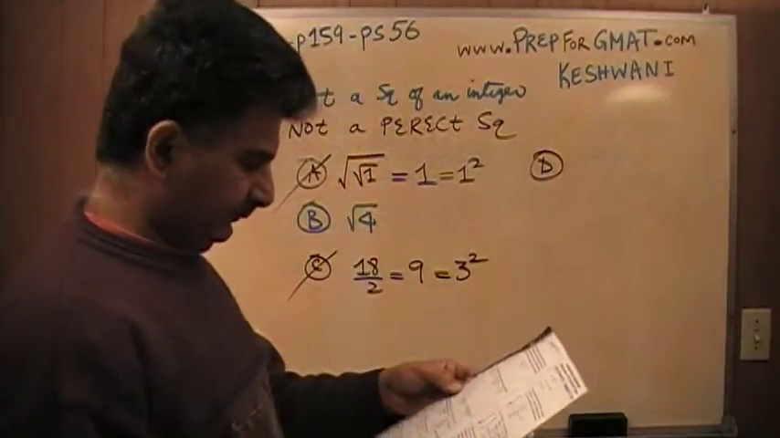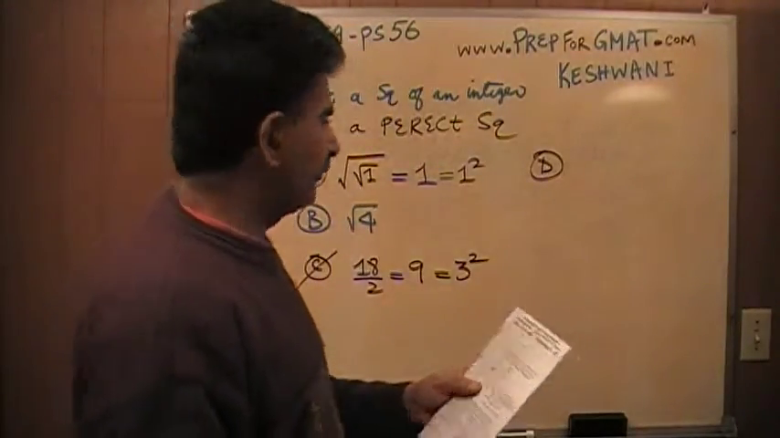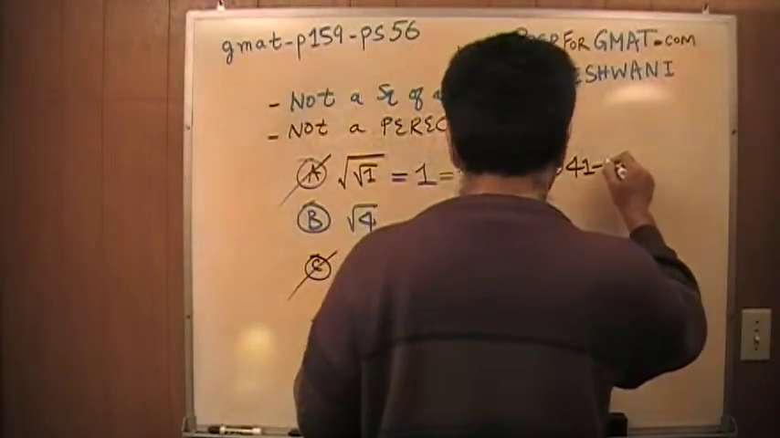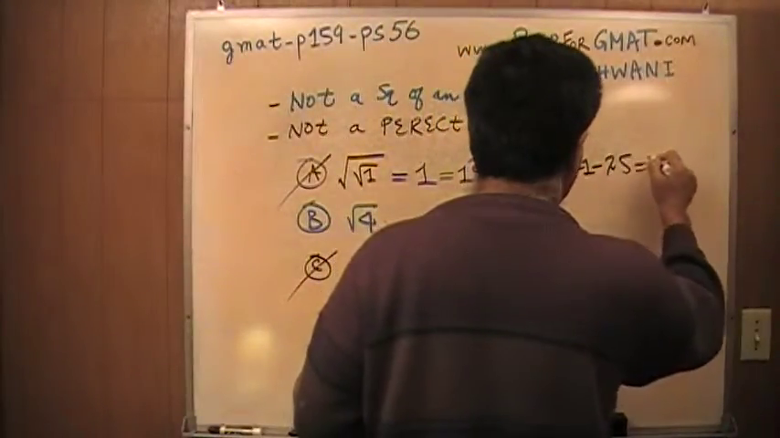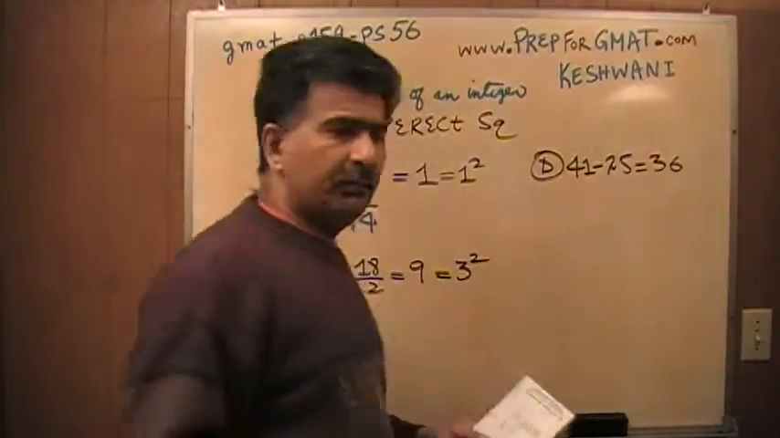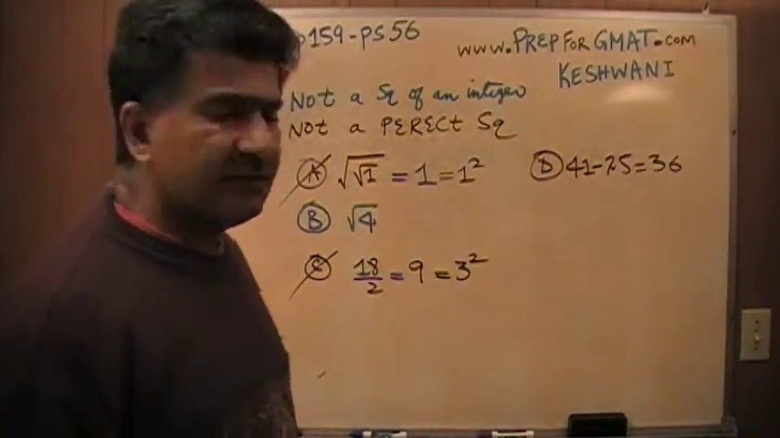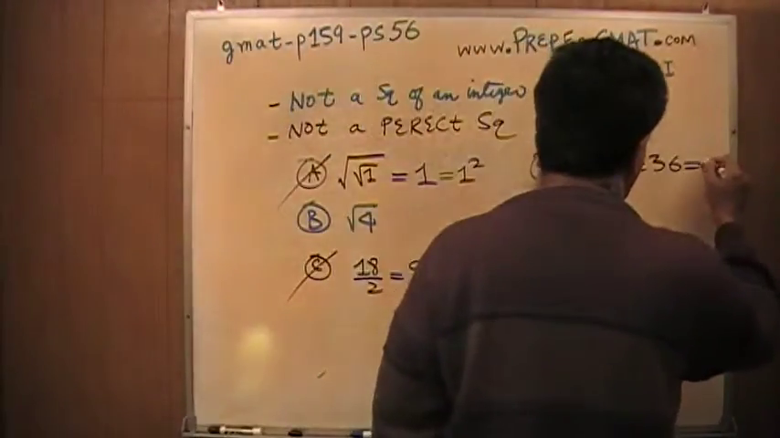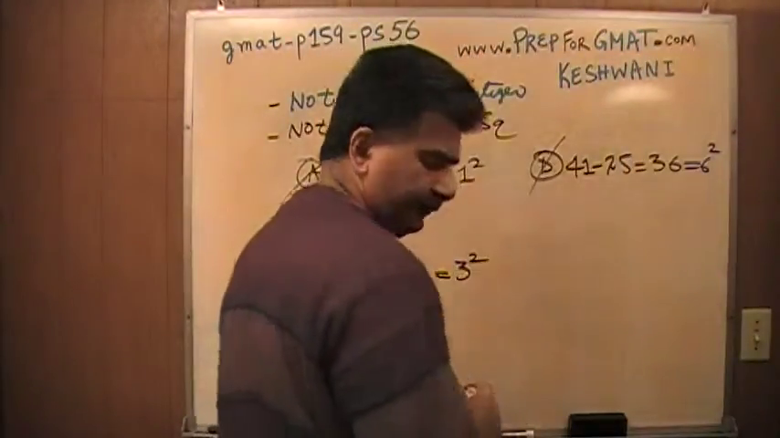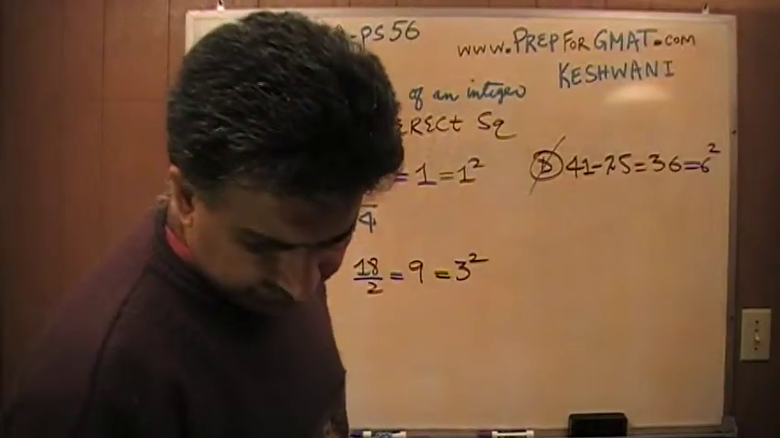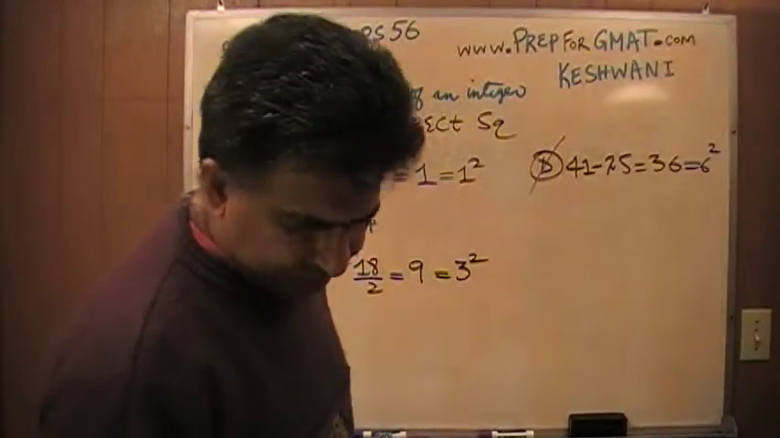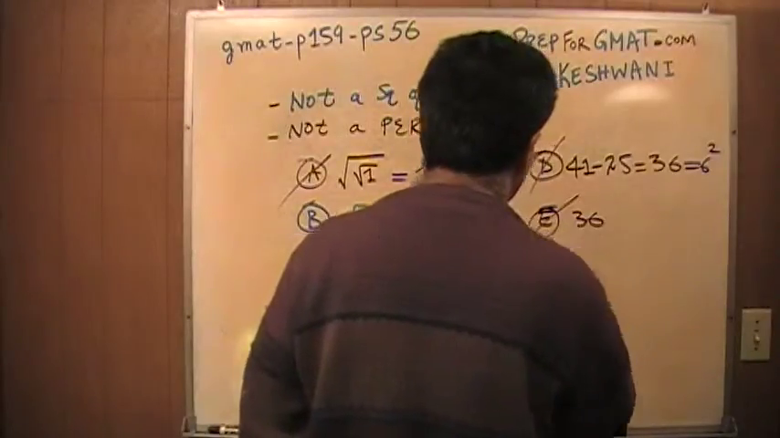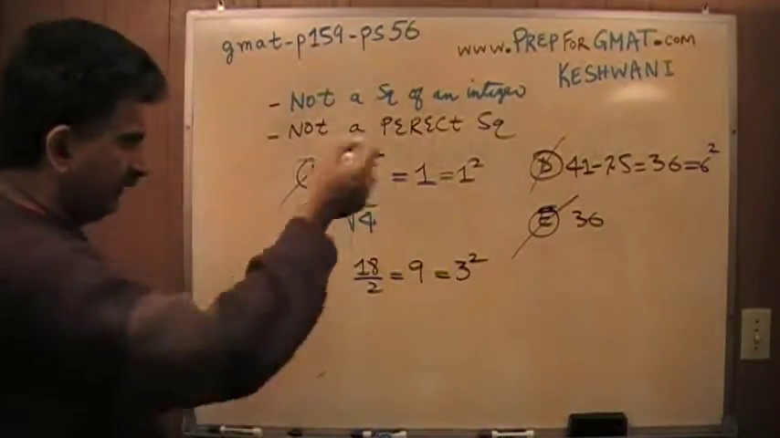D says 41 minus 25. Well, 41 minus 25 is 36. Is 36 a perfect square? Of course it is. 36 is the square of 6. That's no good. And E is the same thing. E says 36, which of course is not the answer. 36 is the square of 6 as I just showed there.